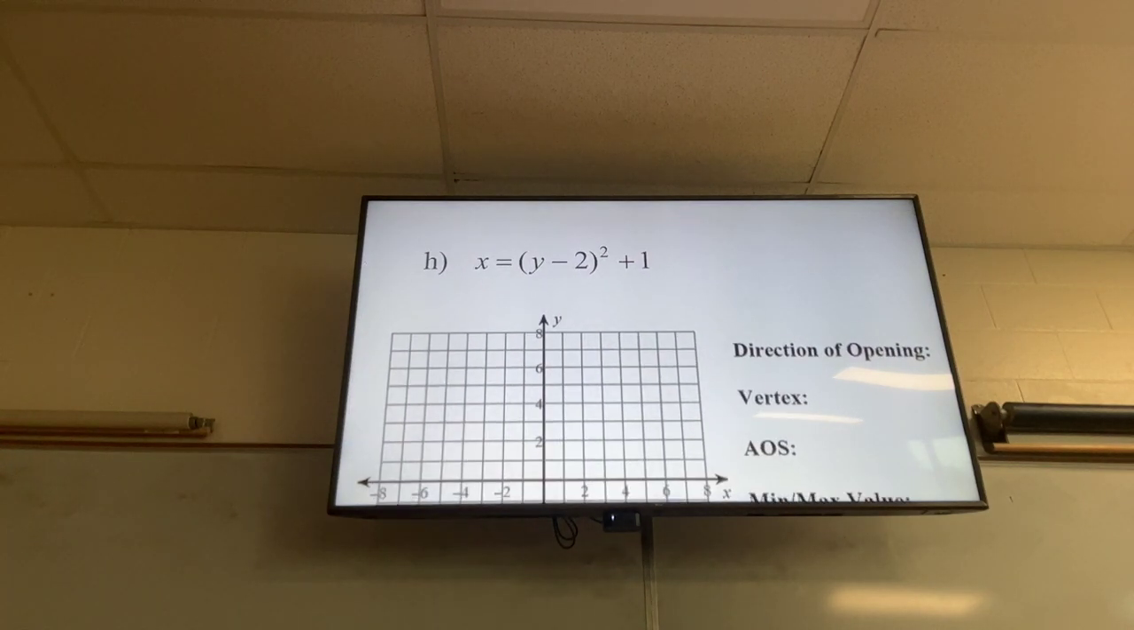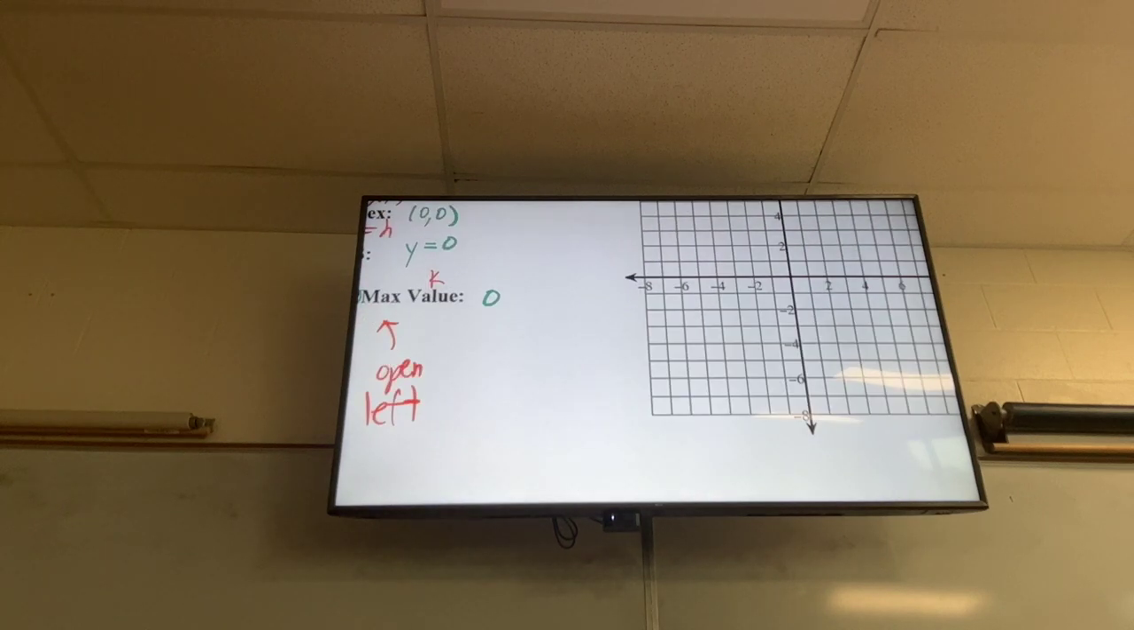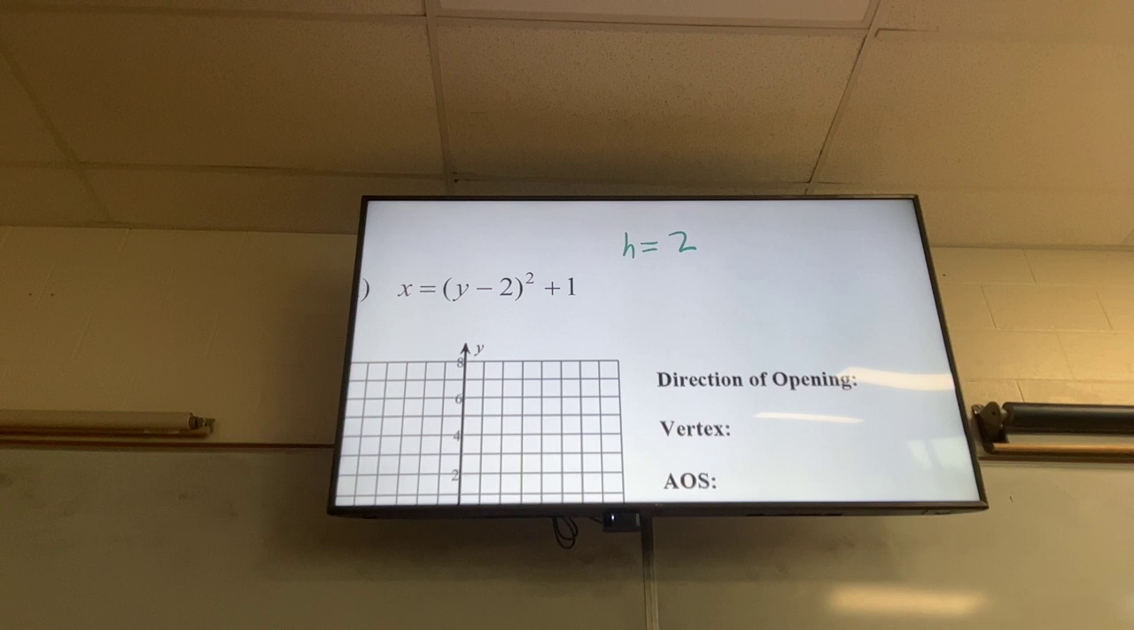All right, can I do H? What's my H? 2. Still the number inside my parentheses. Only flip them around for the vertex. When you get to the vertex step, then you flip them. Yeah, it's fine. It's the first time looking at this. You've learned this for 10 minutes, so you're good. K is what? 1. What's A?